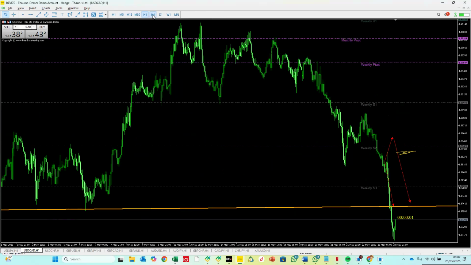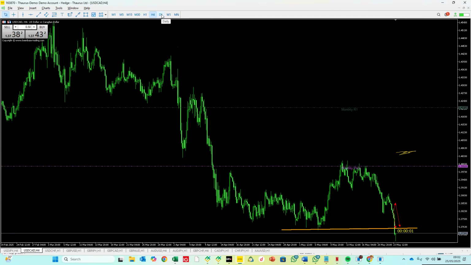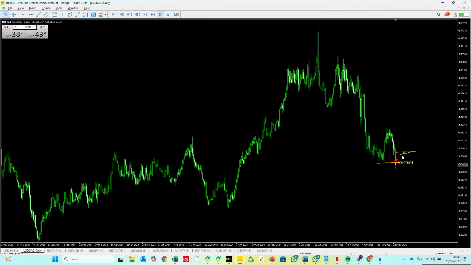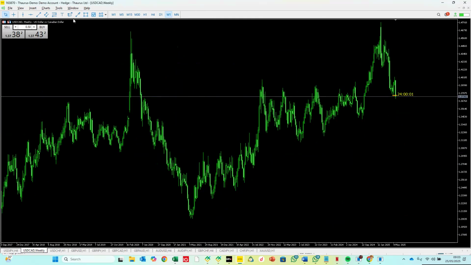So US dollar CAD right here on the daily time frame. Let's go to the daily time frame. Let me clear this. Yes. So I'm going to take out these two and this also. That was for last week. So let's go to the weekly time frame and see its price action properly.